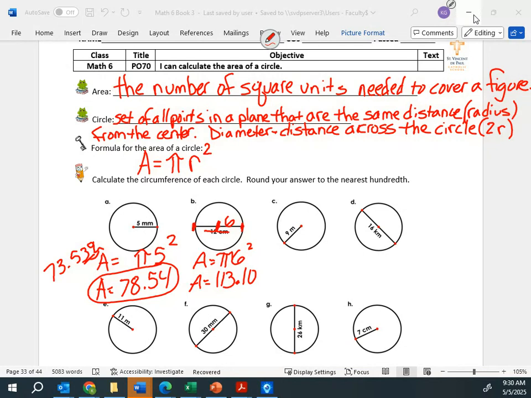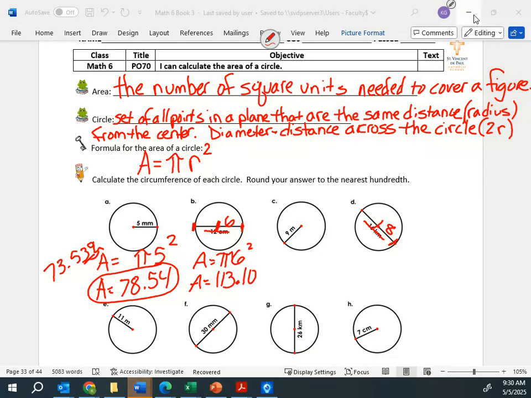So if we look at our last one here, look at D. I'm given a diameter of 16, so what should I do? Who can tell me what to do? Kylie. Pi 8 times 8. Yeah, I'm going to break up that 16, and I'm going to write an 8 right there. So I remember it's 8 squared, not 16 squared.